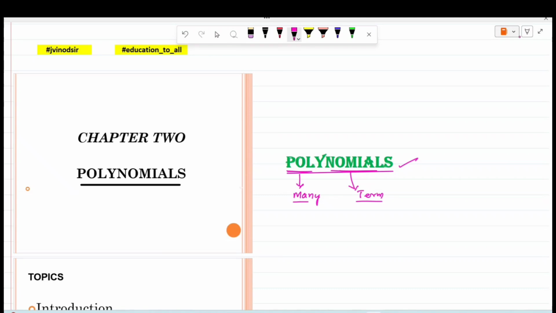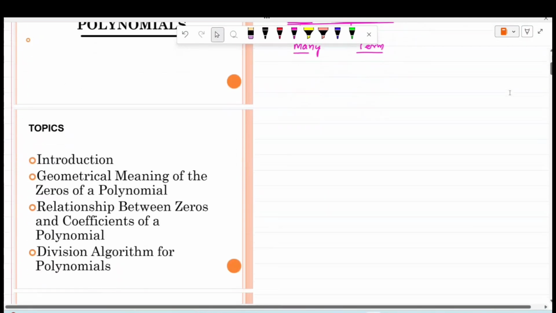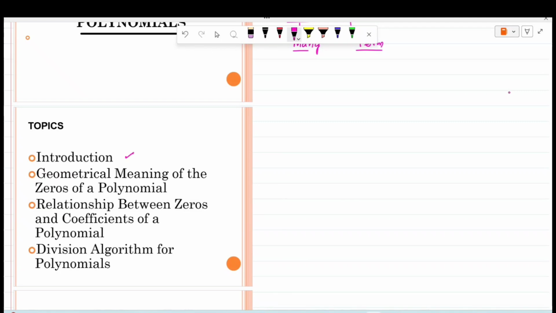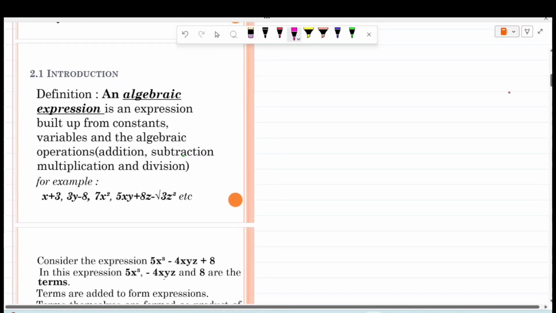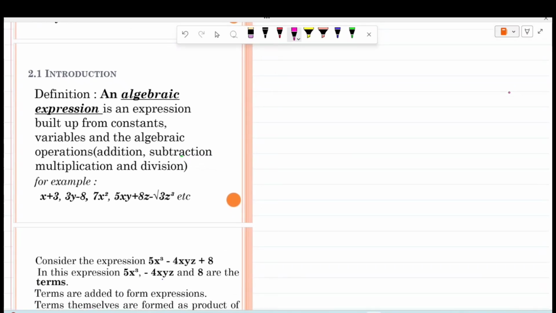So in this topic, what we are going to learn, I'll show you. We have to learn the introduction of polynomials, the geometrical meaning of the zeros of a polynomial, the relationship between zeros and the coefficients of a polynomial, and the division algorithm for polynomials. So let's start with the introduction. What is the definition? An algebraic expression is an expression built from constants, variables, and the algebraic operations such as addition, subtraction, multiplication, and division.